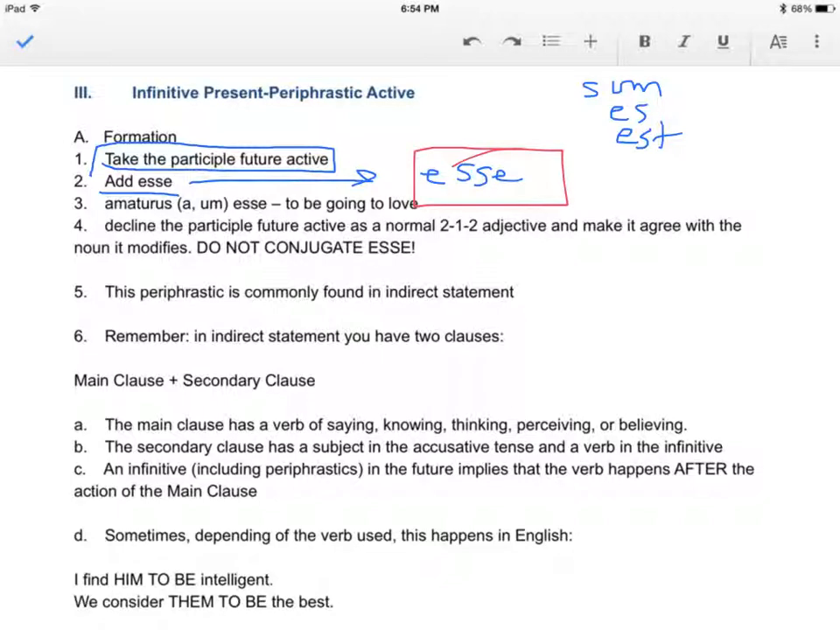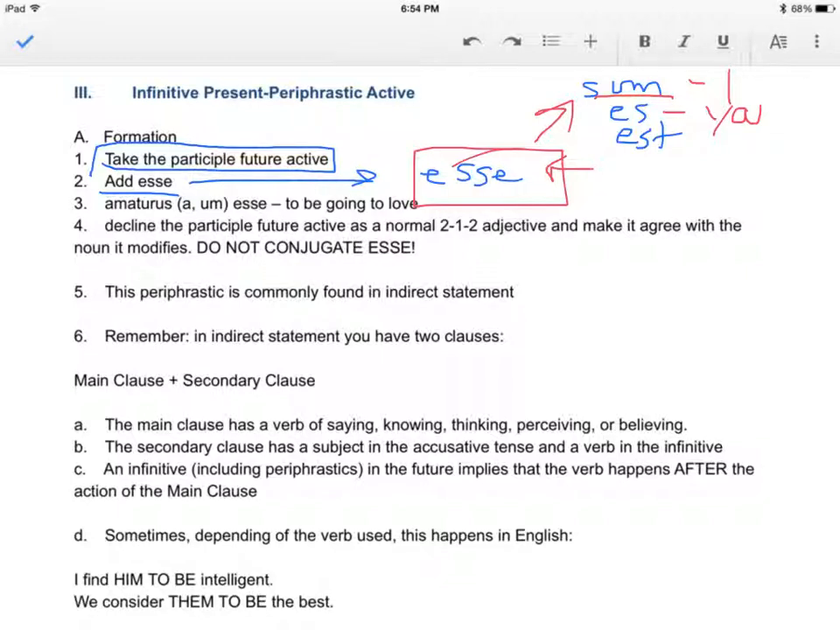The infinitive literally means it is not finite, meaning it does not change. Sum is finite. It refers specifically to I. It has a limit. That's what finite means. Es is finite. It refers specifically to you. It has a limit, or a finis in Latin. Esse is just to be.